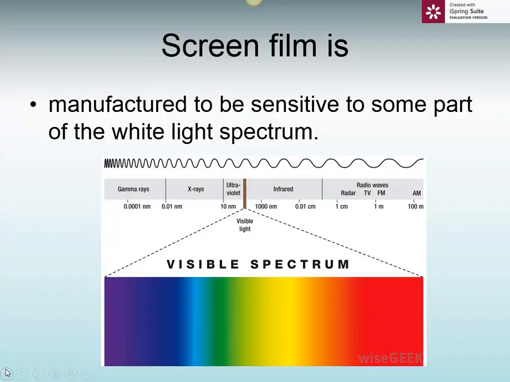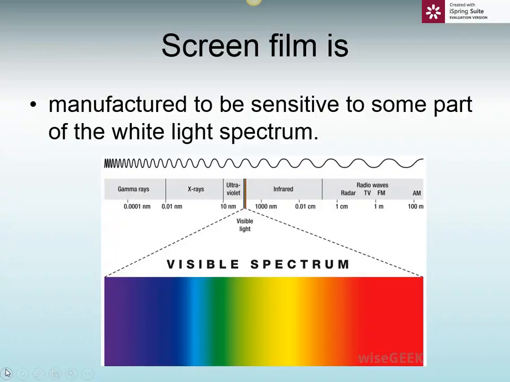Screen film is what is typically used today, and this is film that is deliberately manufactured to be sensitive to certain portions of the white light spectrum. Now, if you take white light and put it through a prism, one of the things that happens is it breaks apart based on the wavelengths of the light. White light is not a specific wavelength. It is a range of wavelengths. As you can see here, everything from purple to blue to green to yellow to orange to red to magenta that are all combined together actually forms white light.